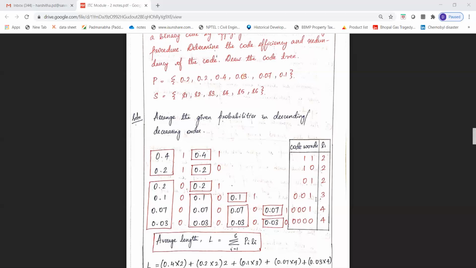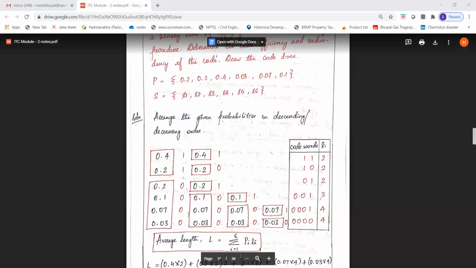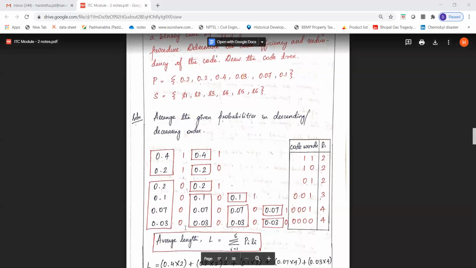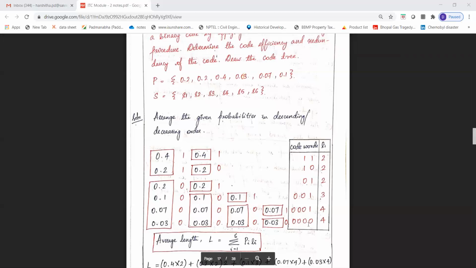So 0 0 1 is the code word for symbol 4 with length 3 because there are 3 bits. Next here, if you can see, I have 0001. So 0001 is the code word for symbol 5 with length 4. Similarly, for symbol 6, 0000 is the code word with length 4.